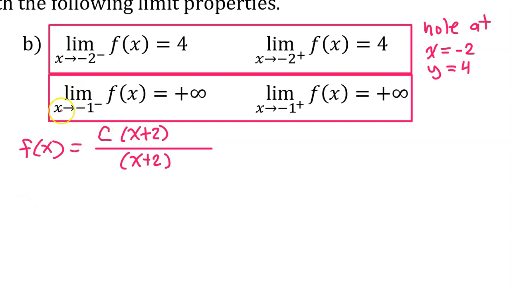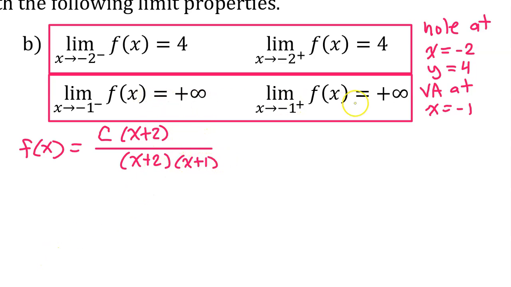Notice that the limit as x approaches negative 1 from the left of f of x and the limit as x approaches negative 1 from the right of f of x are both infinity. When that happens, that means we have a vertical asymptote. So we have a vertical asymptote at x equals negative 1. That means we have a factor in the denominator of x plus 1 that does not cancel out with anything.